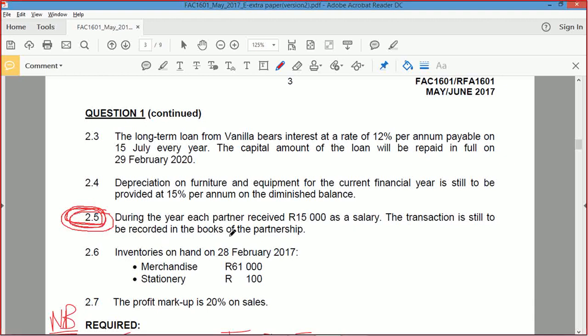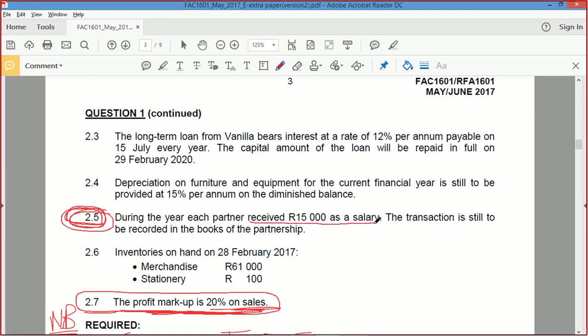Do you see that? Yes, I do. During the year, each partner received 15,000 as a salary. The transaction is still to be recorded in the books of the partnership. Must I record it? Yes, I do. Okay. And I've also got something else here. Have a look at that. Profit markup of 20% on sales. Is that important? Yes. Okay, because that's the markup. So 20% on sales is the markup.